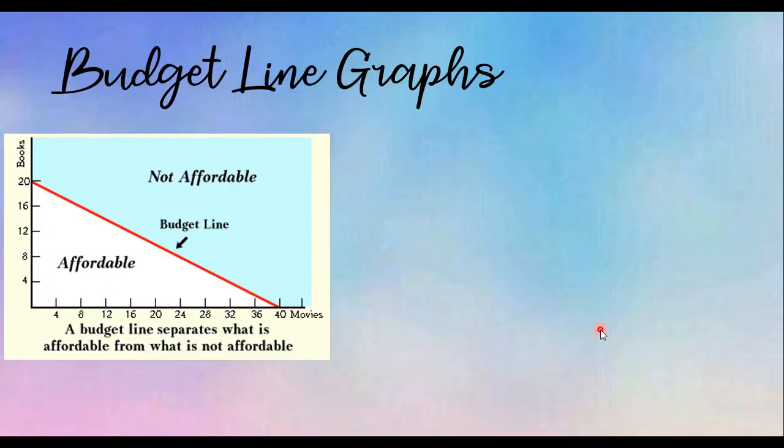All right, and the last one, budget line graphs. I showed you guys this image before, but I still really like it because I think it just gives a really nice visual to it. A budget line separates what's affordable and what is not. So we're going to develop a budget line. Usually it's comparing two different things. So like this axis is books and this axis is movies.